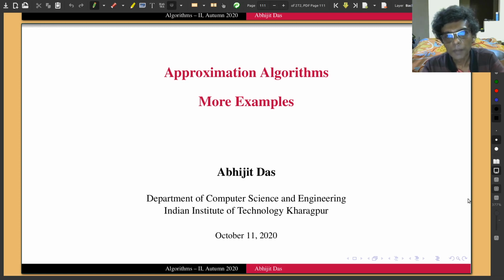Hello, welcome to the second lecture on approximation algorithms. In this lecture, I will introduce some more examples of approximation algorithms. Moreover, I will introduce two important concepts. One is called inapproximability and the other one is the use of linear programming to arrive at good approximation algorithms. Anyway, let us continue our study.